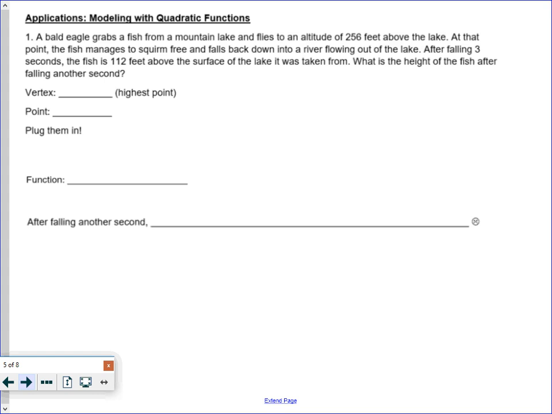So let's go ahead and draw a picture, or a graph really, so you can see what this graph is going to look like and what we can take from this word problem. The first thing to notice is that this bird, the eagle, grabs the fish and flies to a maximum of 256 feet above the lake. So we know that the maximum point on the graph is 256.